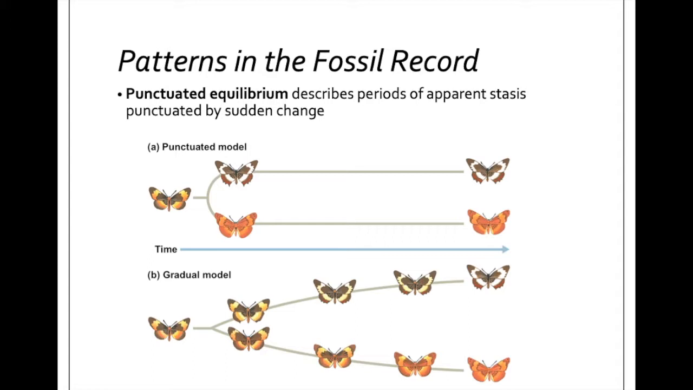So there's a punctuated equilibrium theorem that describes periods of stasis, where things stay the same, followed by sudden change. So you've got kind of two theorems here illustrated for you. So here's the punctuated model, and then along this axis we have time. So this is as time continues. So this would be the common ancestor between these two butterfly species.